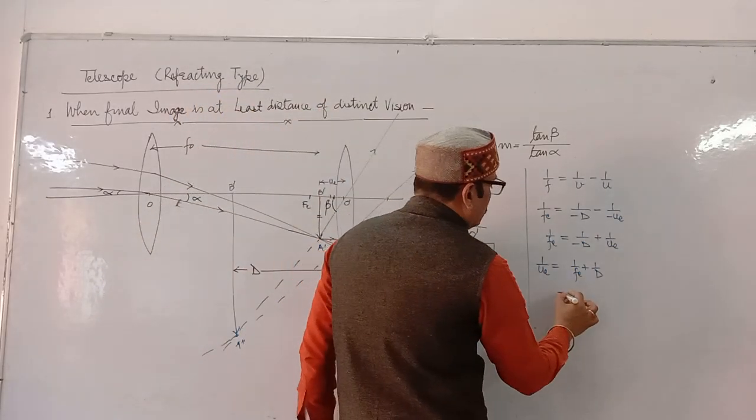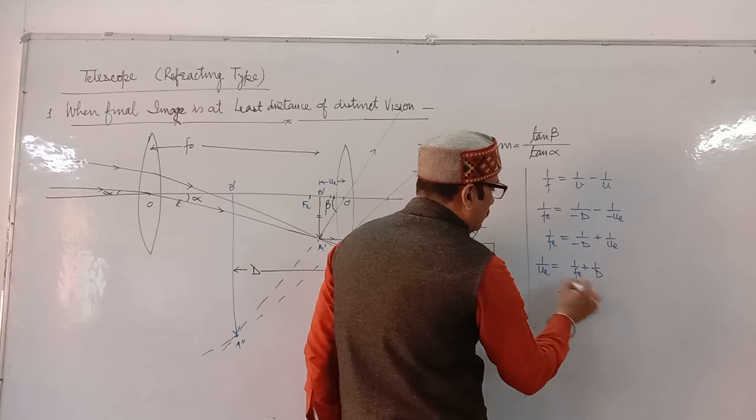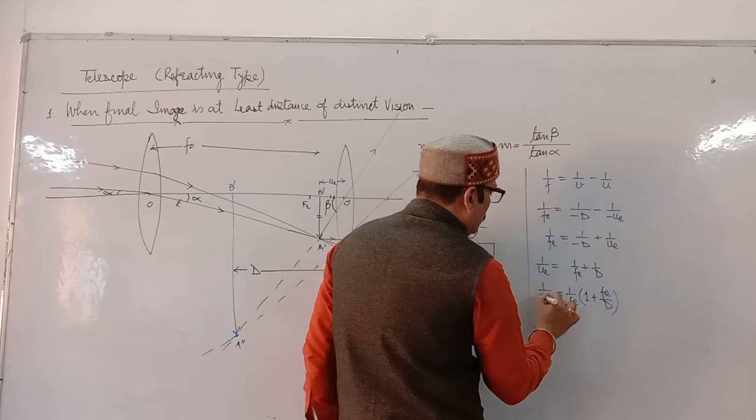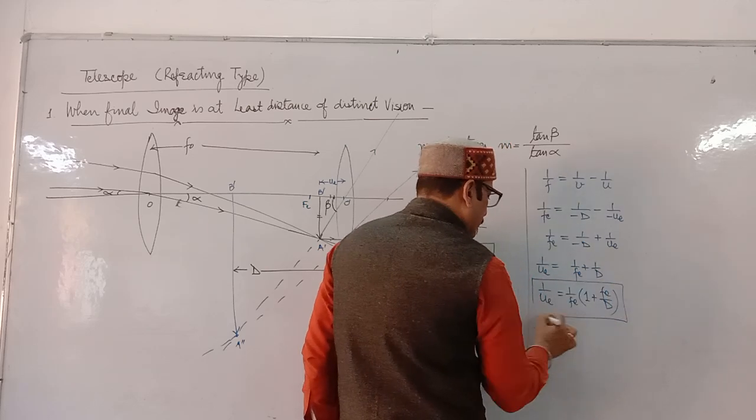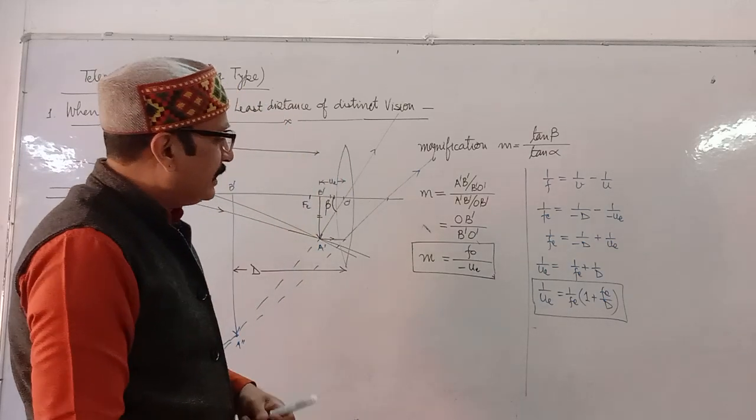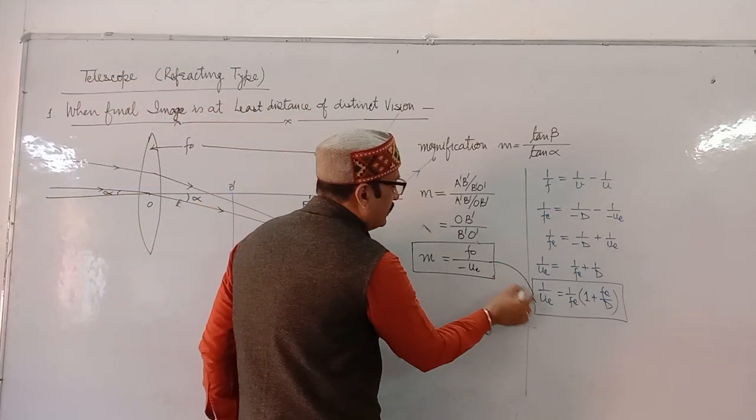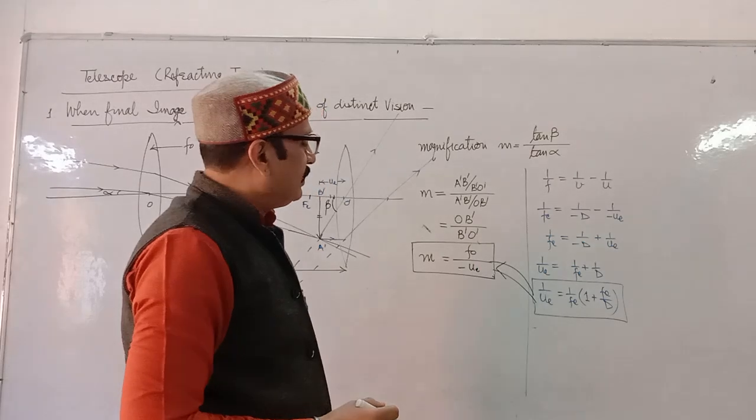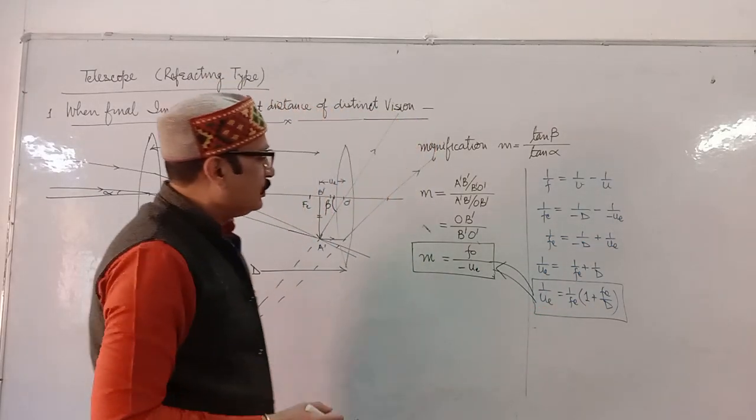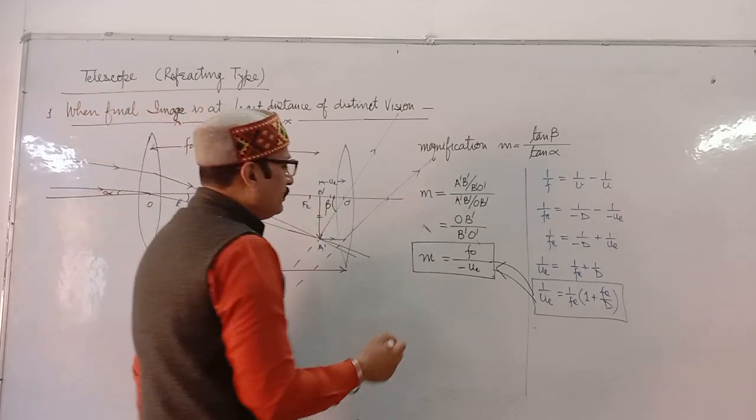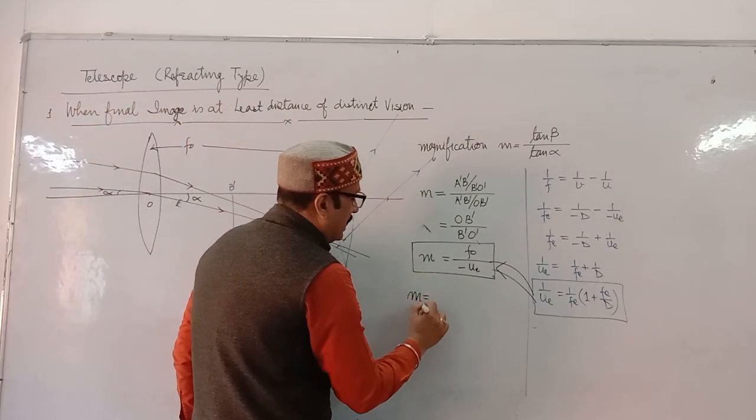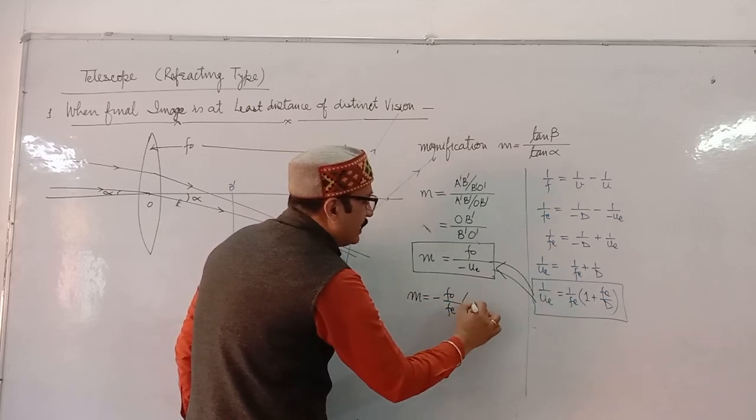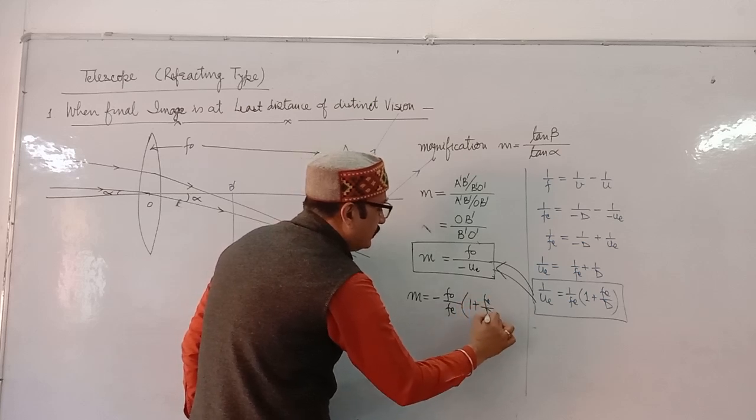Now we take 1 upon FE as common, and we get 1 plus FE upon D. To get the final expression, we put the value of 1 upon UE in this equation. FE is known to us, it will be given in the question paper. D is well known to us, while UE, where the image is forming, was not known. So we get the value of M as minus FO upon FE, in brackets, 1 plus FE upon D.